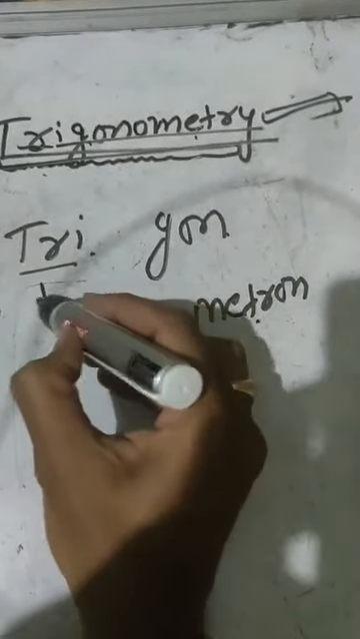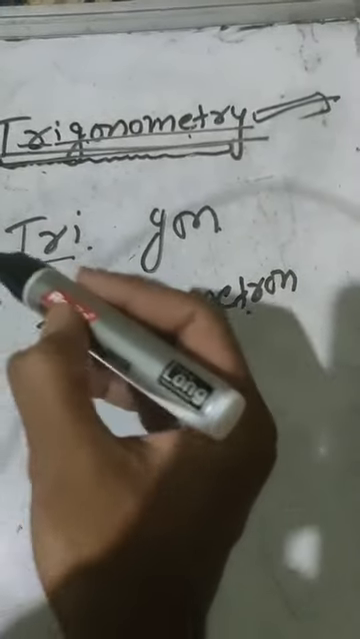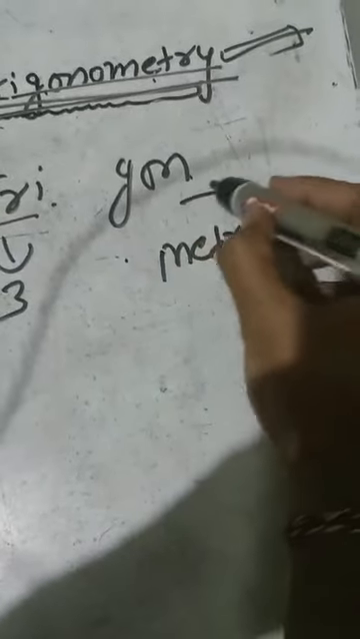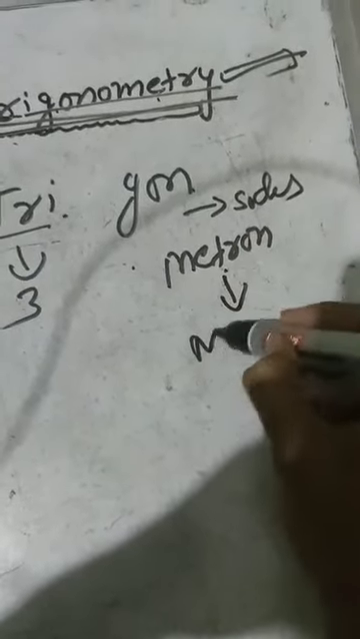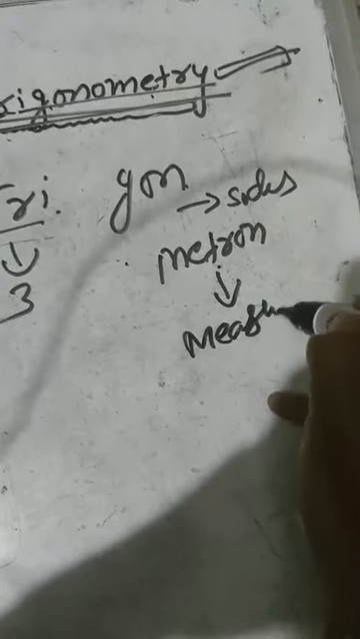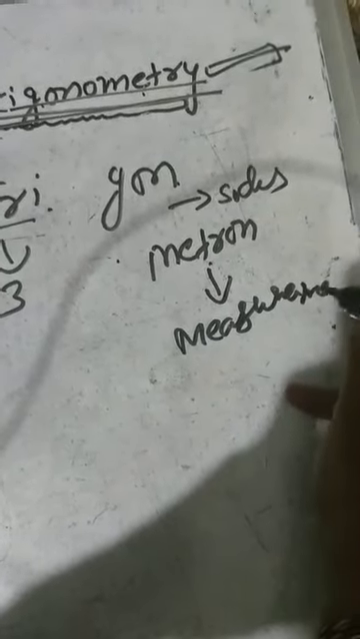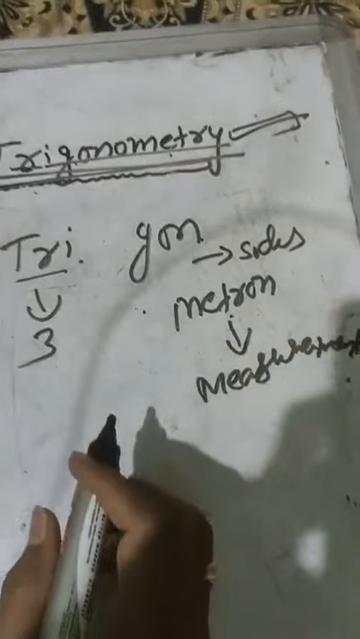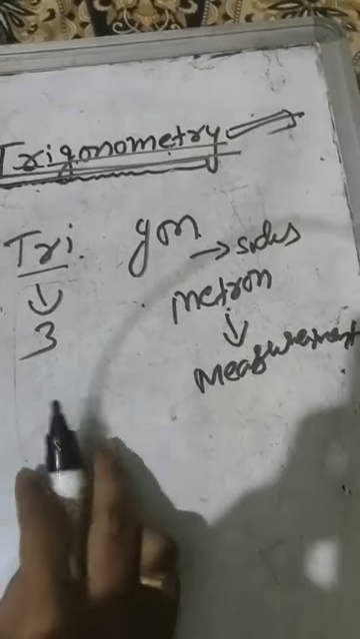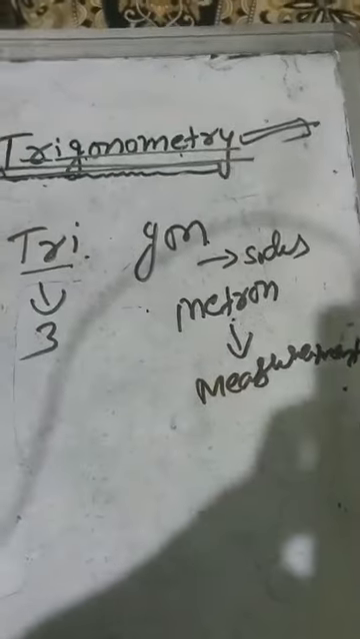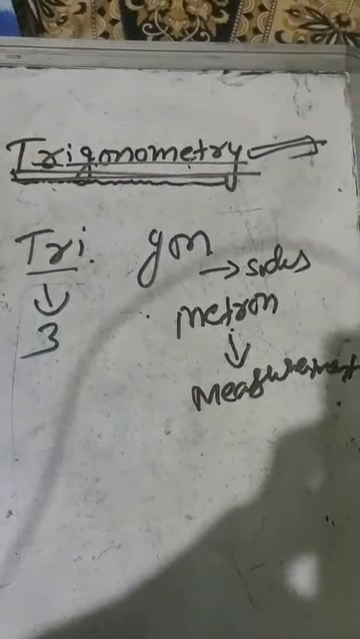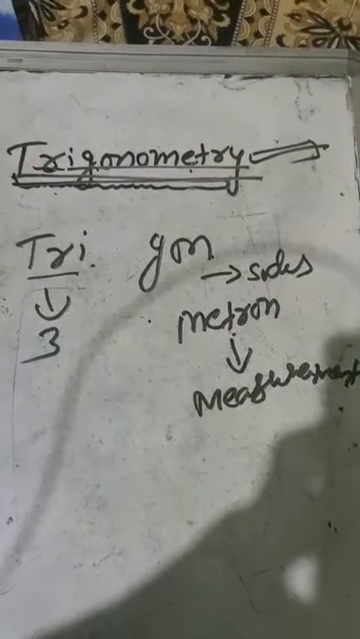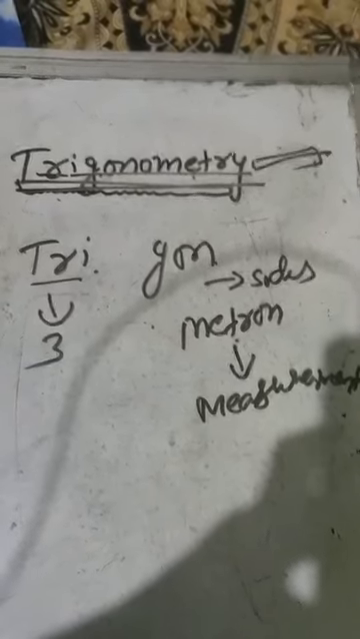Tri, you all know, means 3. Gon means sides. Metron means measurement. Then what is meant by trigonometry? Trigonometry means measuring the three sides of the triangle. Measuring the three sides of the triangle, we simply call it trigonometry.